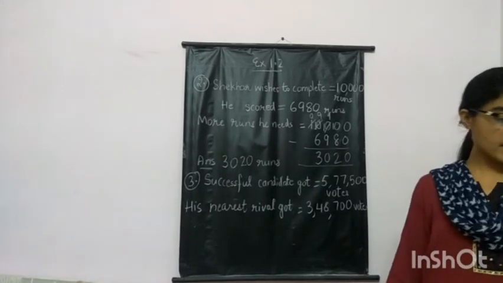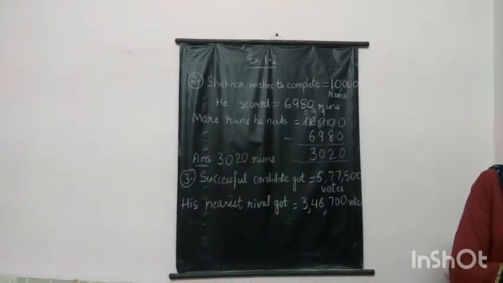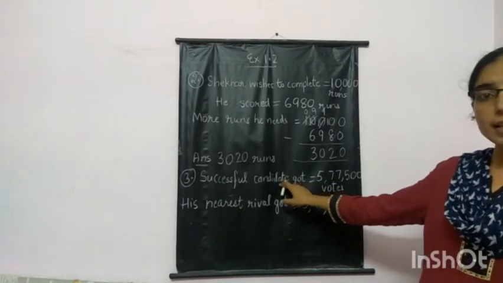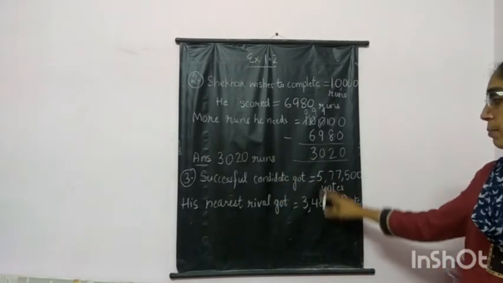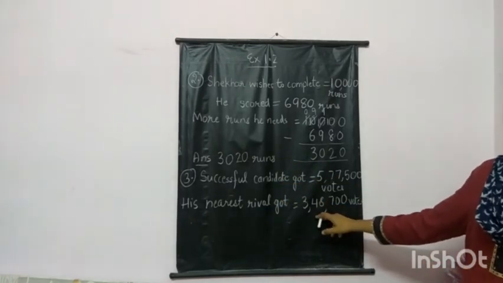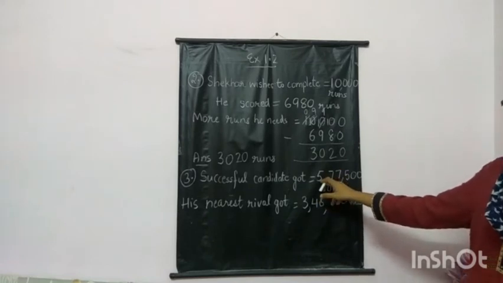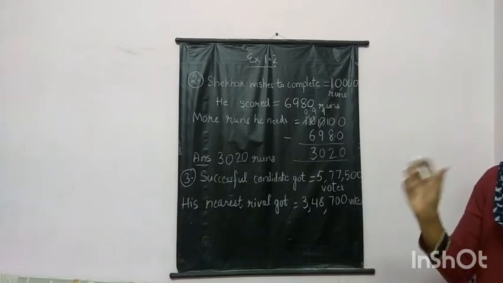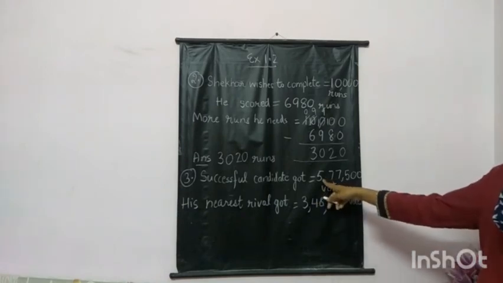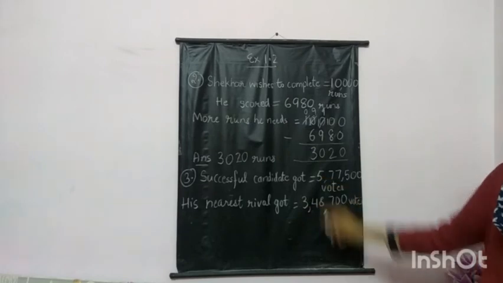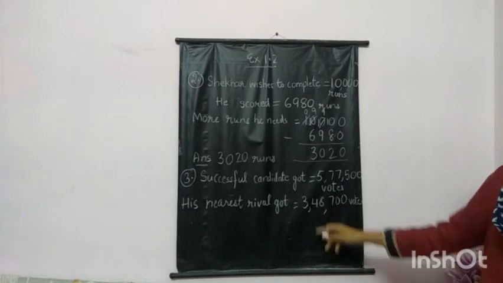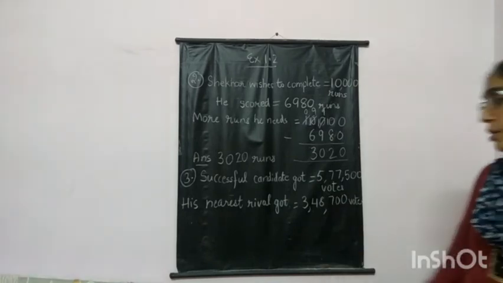Now we need to find by what margin did the successful candidate win the election. No doubt this person has won the election. We have to tell by what margin. What was the margin by which he got selected, by which he won the election. So margin means gap. How many more votes he scored than his nearest rival to win the election. So again, to find the gap, to find the margin, we will be subtracting these two numbers.